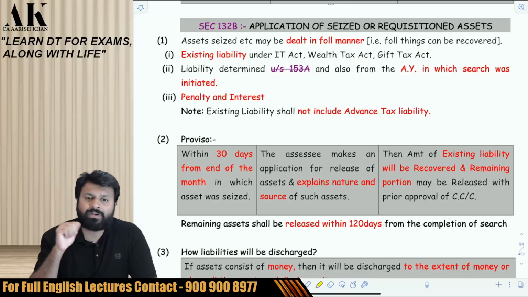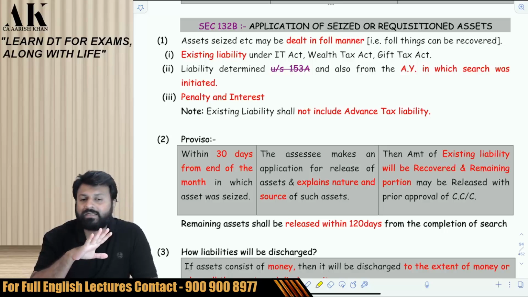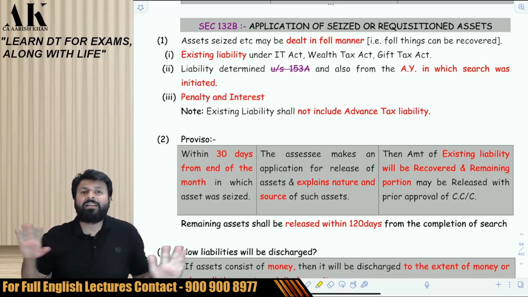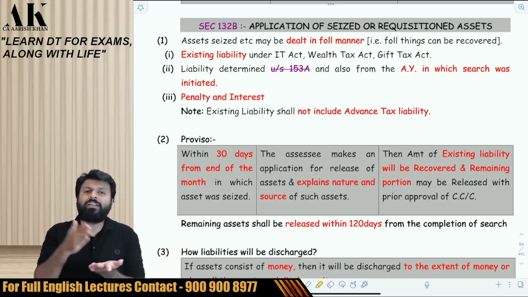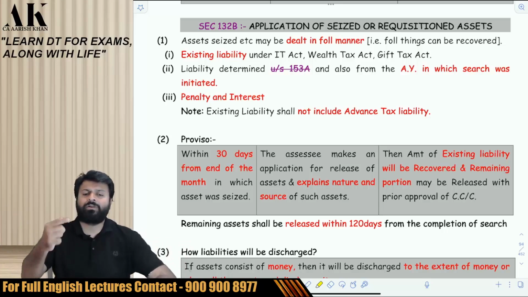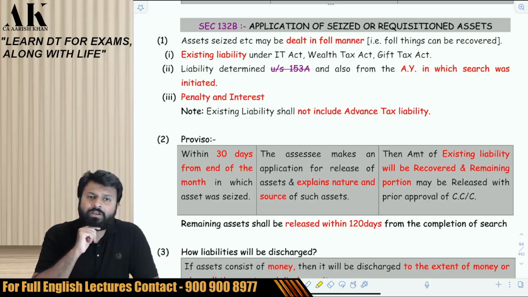Third, they will also take penalty and interest. Obviously, if there is any penalty and interest on the assessee, they will recover that also out of what? Out of seized assets. Fourth, the existing liability in point number 1 does not include your current year's income tax liability. If there is a current year income tax liability, the department cannot recover that from what? From the seized asset.